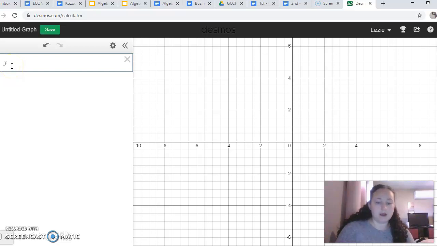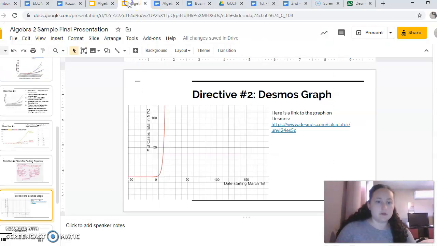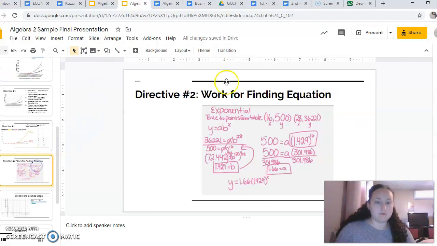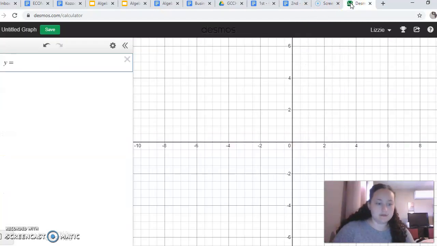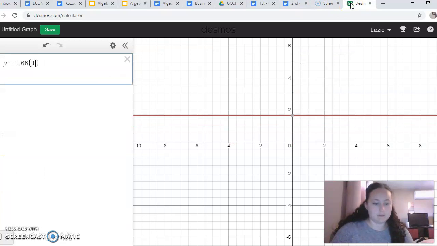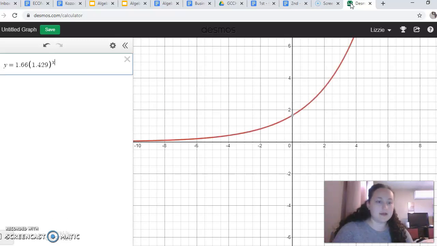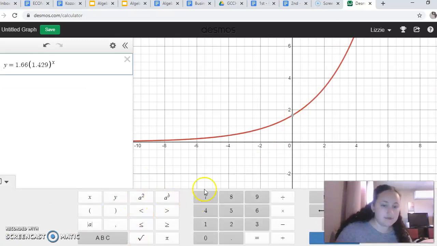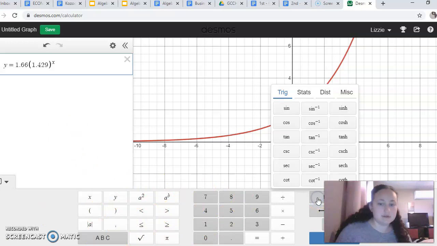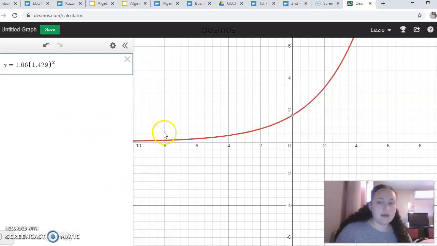So I'm typing in y equals, what did I have? Y equals 1.66, and I had 1.429. And then raise to the x, okay? To raise to the x, you're going to hit the little caret button, x. Also down here is different math functions you can do, okay? If you need help with that, functions, you can do trig, stats, whatever you need help with, you can plug it in. And then there's the graph.